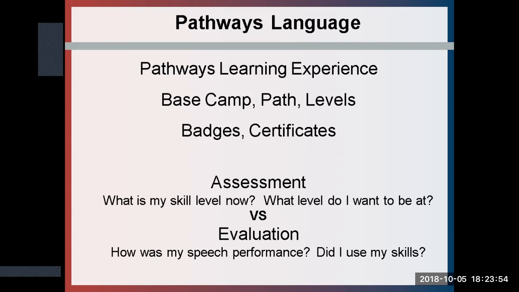Basecamp, path, and levels, these are all elements of the program and the tools that you'll use to execute your path. Badges and certificates, those are the kinds of awards you'll get, and we'll dip into that a little bit more later.